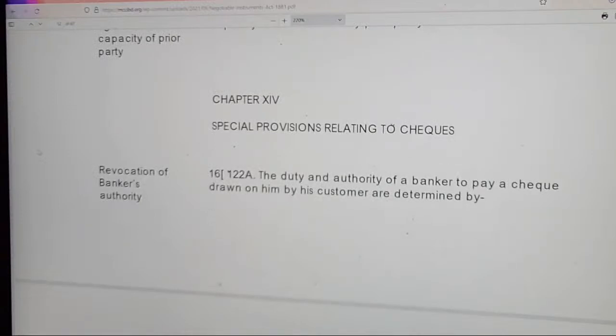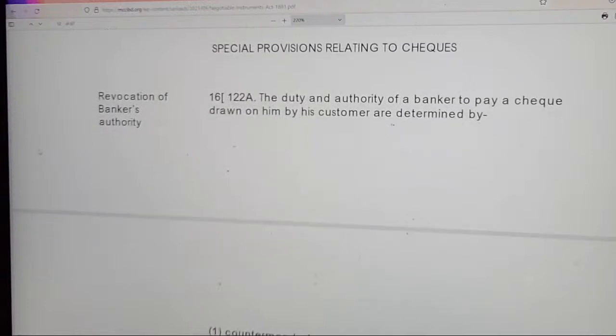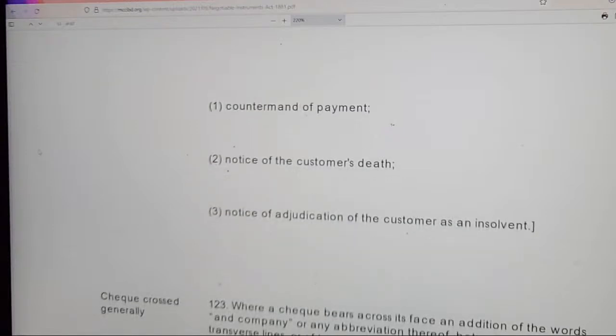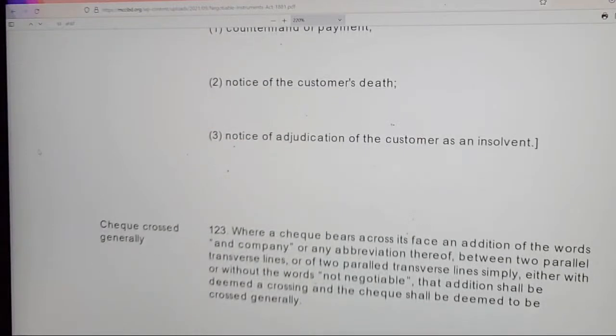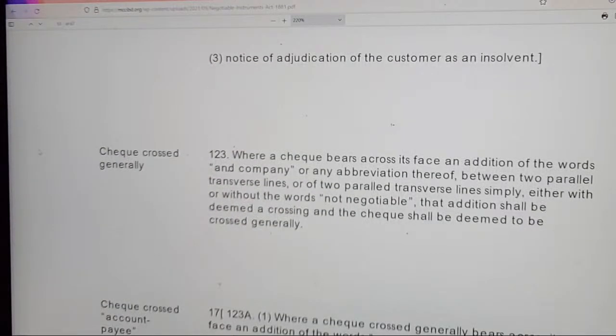Chapter 14. Special provisions relating to checks. Revocation of banker's authority. 122A. The duty and authority of a banker to pay a check drawn on him by his customer are determined by: 1. Countermand of payment. 2. Notice of the customer's death. 3. Notice of adjudication of the customer as an insolvent.